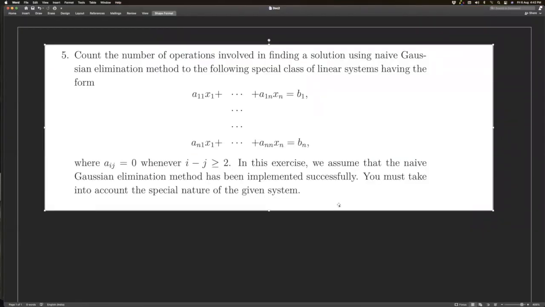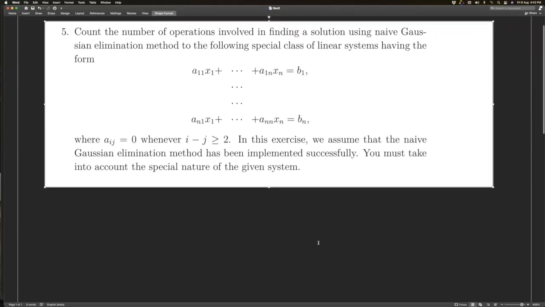Let us take up problem number 5 in the exercise section of chapter 3. This problem is about counting the number of operations in the Gaussian elimination method for a specific system. That is, the system structure is already known to us, and therefore we can take advantage of this information and make our program in such a way that all the redundant operations are not performed on the computer.